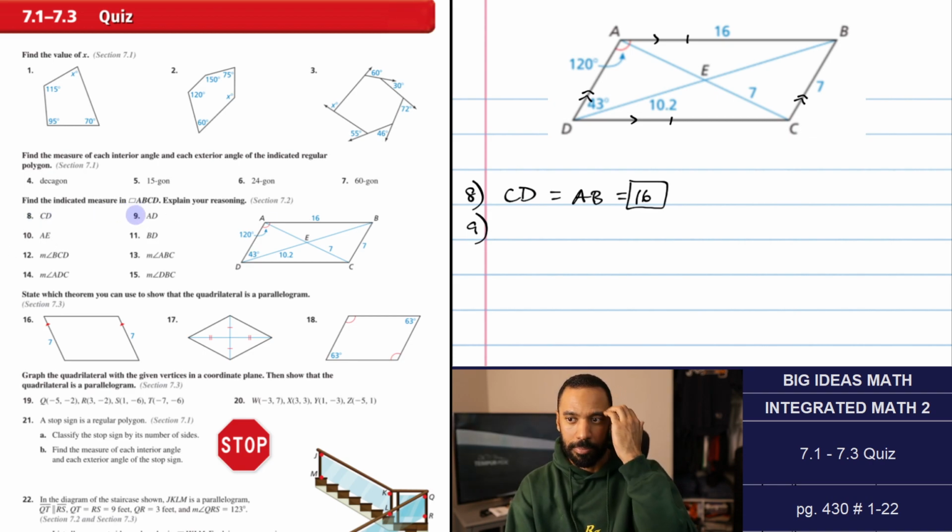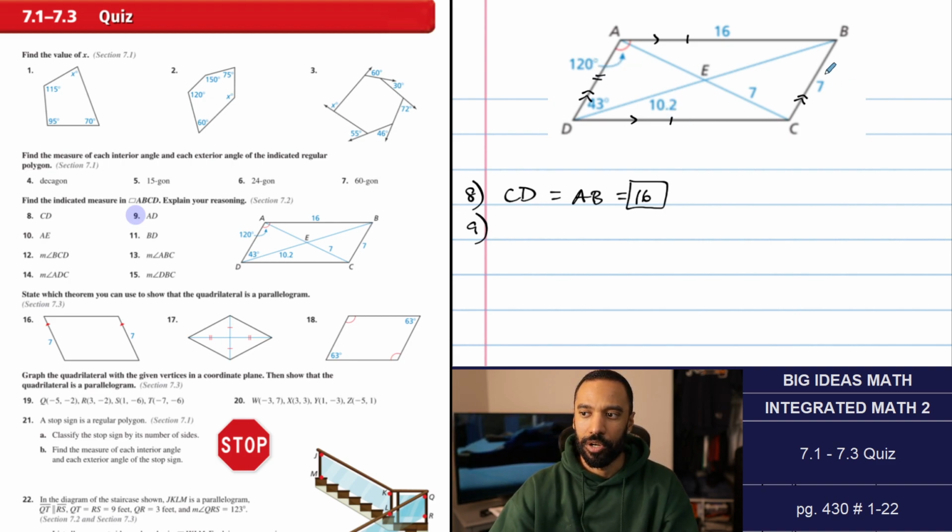AD, I did mention opposite sides were congruent, so AD will be congruent to BC. That means they'll also share equal length. So the length of AD is the same as the length of BC, which is 7 units.